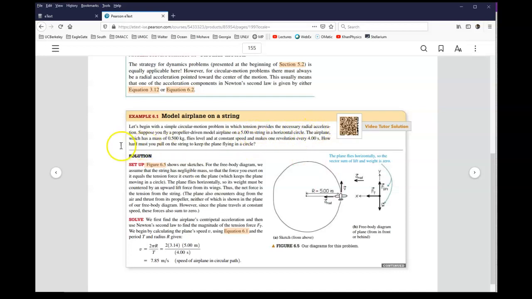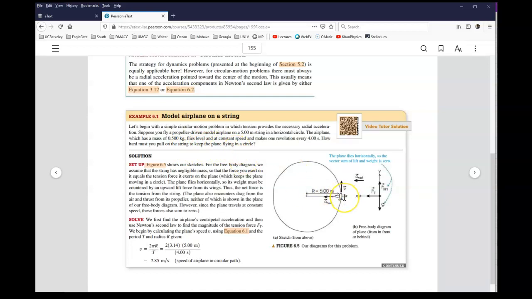The airplane, which has a mass of half a kilogram, which is about a pound, flies level and at a constant speed and makes 1 revolution every 4 seconds. Now that's an interesting statement. 1 revolution every 4 seconds. I'll come back to it. How hard must you pull on the string to keep the plane flying?